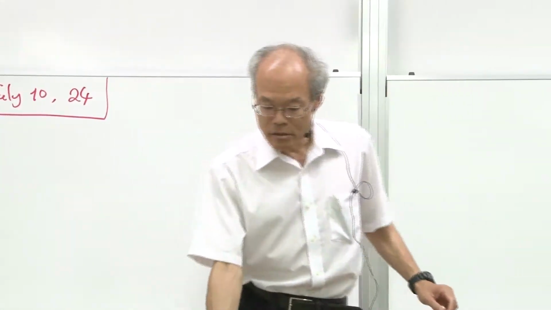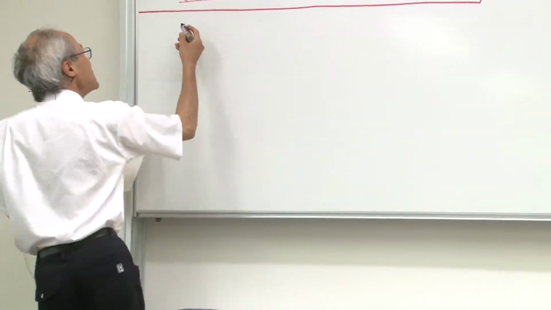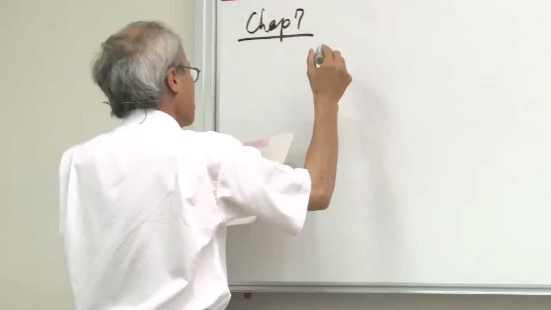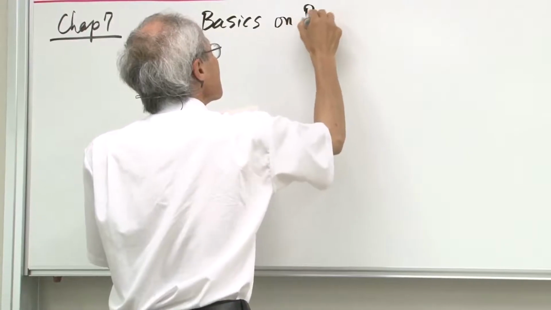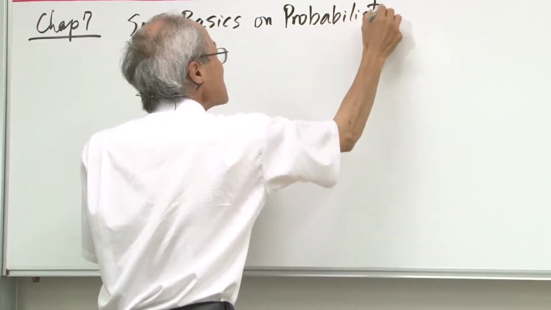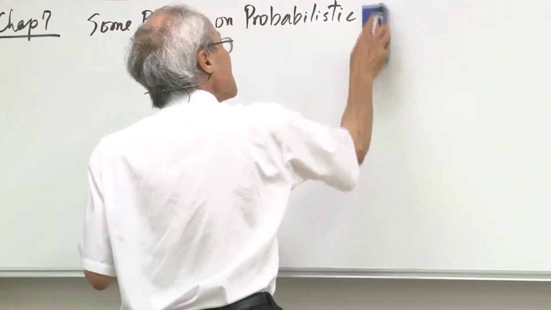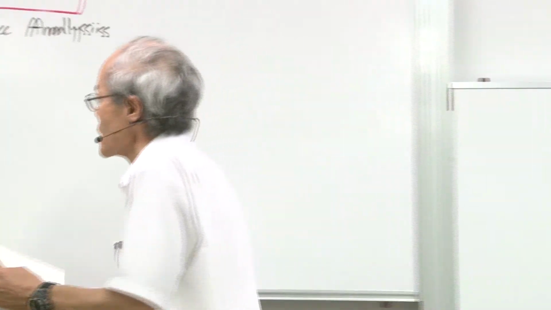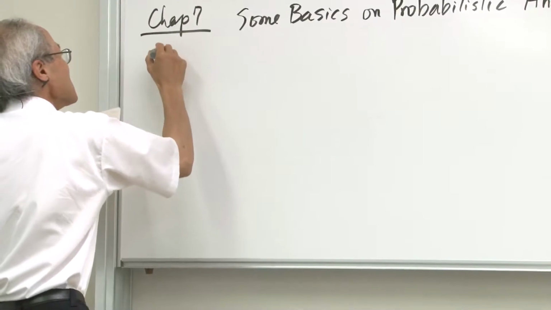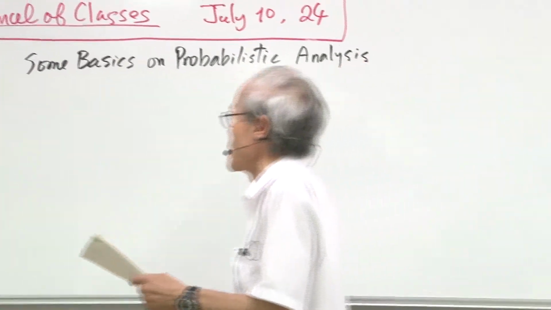And today, I'd like to continue the topic of power of randomization. So just the topic is the same. Okay. I'd like to start with some basic things for review, for review of some basic issues of probabilistic analysis.